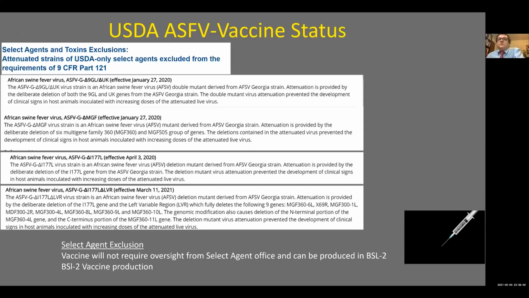I'd also like to point out that our adapted virus and our other vaccine candidates, Delta I-177L, Delta MGF, and Delta 9GL-UK, have received select agent exclusion. And this means that the vaccine will not require oversight from the select agent office and that it can be produced in BSL-2 in the United States.